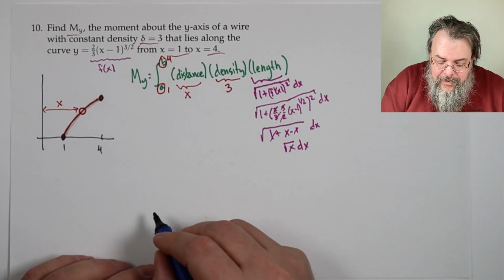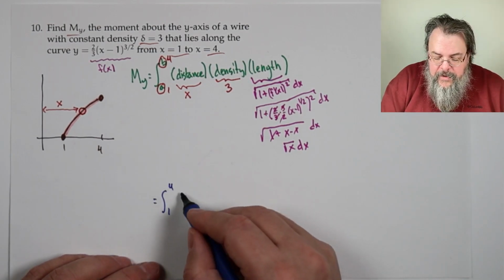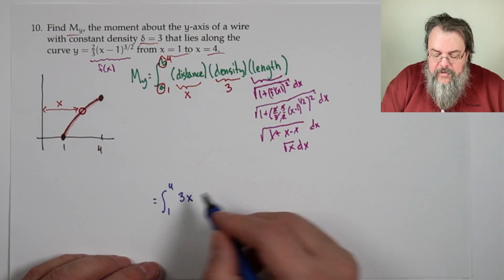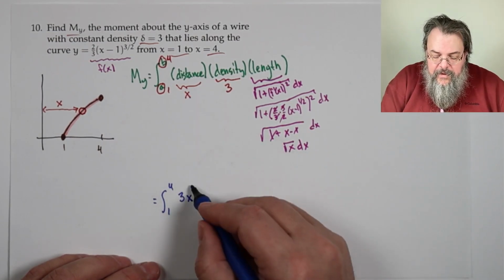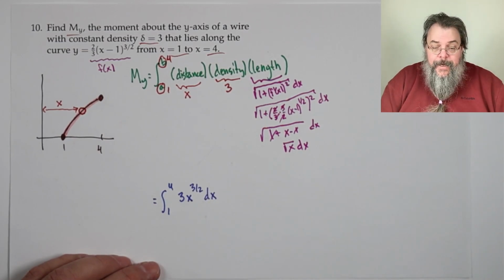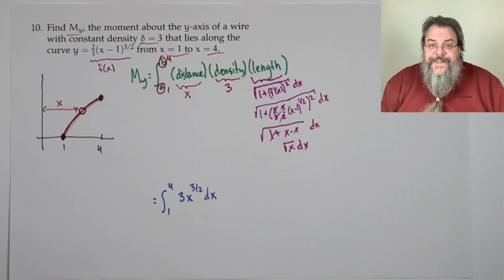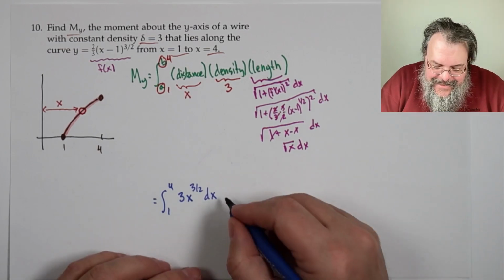Okay, so we have integral 1 to 4 of 3x to the what power? Well, we have x times square root of x, so that's x to the 3/2 power. And now we're like, wait, that's it? That's the setup? Yes. So what's left? We just got to carry it out. Oh, the end is near.